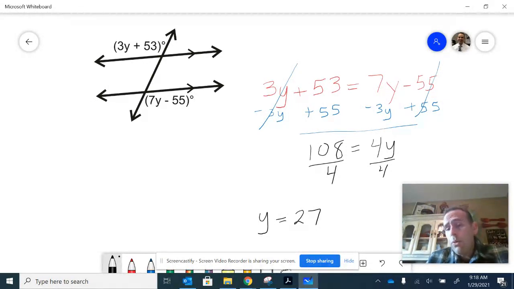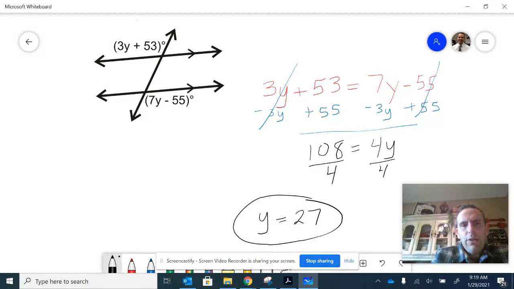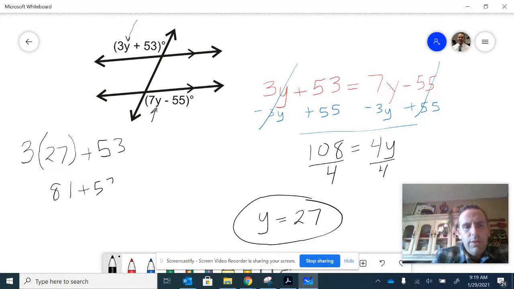All right, and one way to make sure that you didn't make a mistake is to go ahead and plug that in to find the measure of the angle. In this diagram, I want to find the measure. So we'll take that value of 27, plug it in for each of these y values, and see what happens. So the top left, we have 3 times 27 plus 53. 3 times 27, carry my 2, is 81, plus 53. And we add those two together and we get 134 degrees.